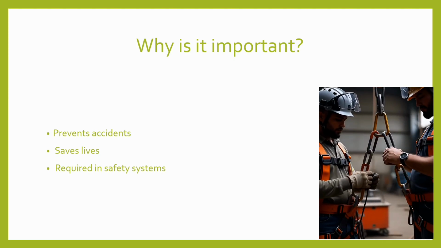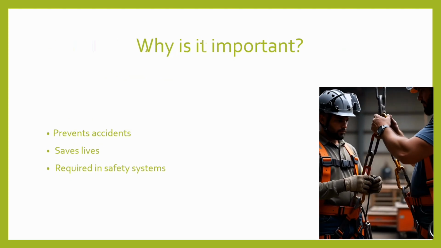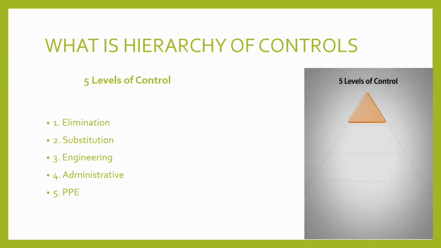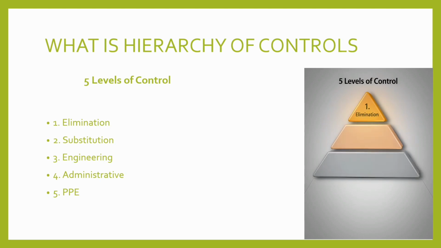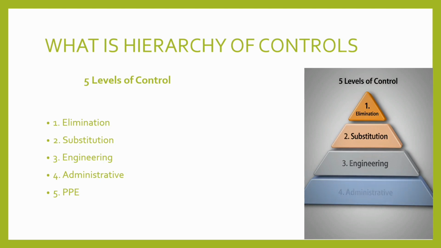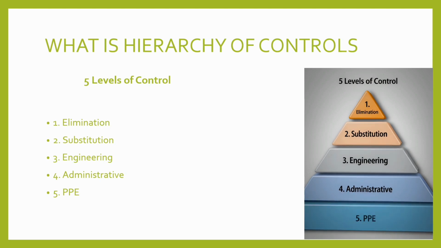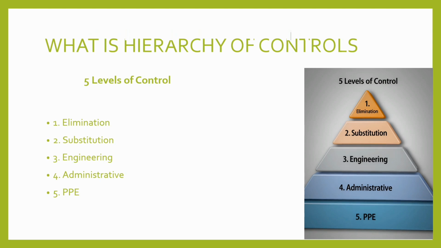Workplace accidents often happen because hazards are not controlled in the right way. The hierarchy of control helps us reduce risk step by step, starting from the most effective control to the less effective control. The hierarchy of control has 5 levels. These levels are elimination, substitution, engineering control, administrative control, and personal protective equipment. It is also called the PPEs. We should always start from the top and move down only if needed.